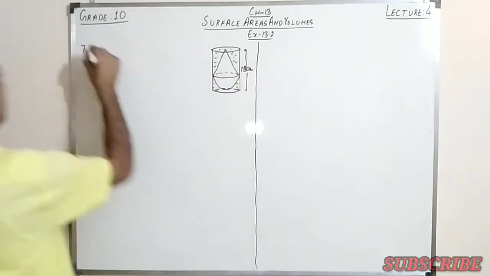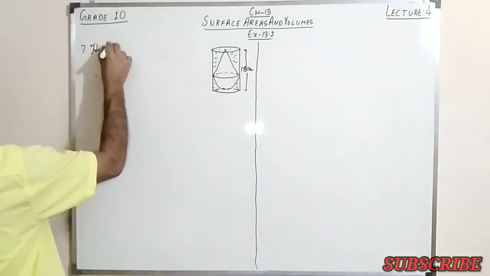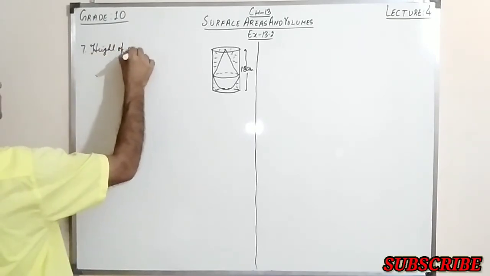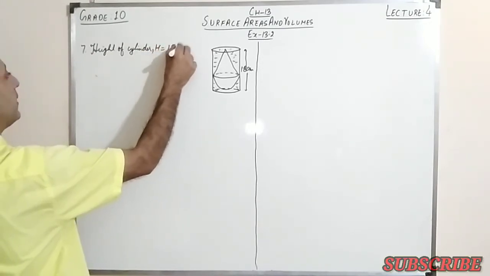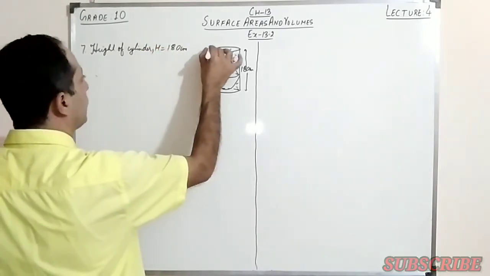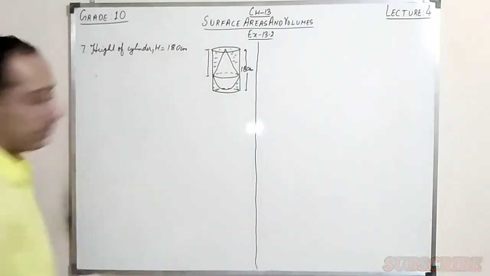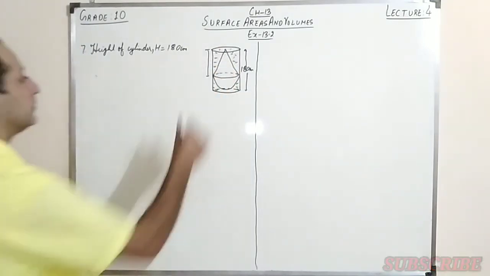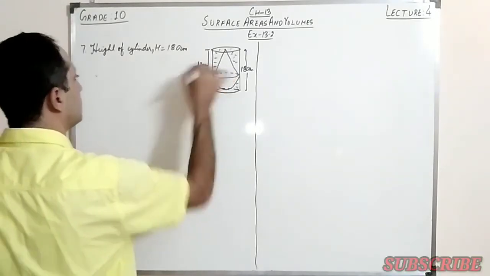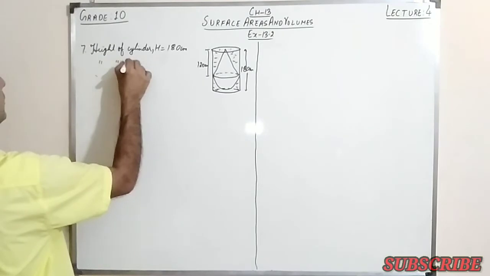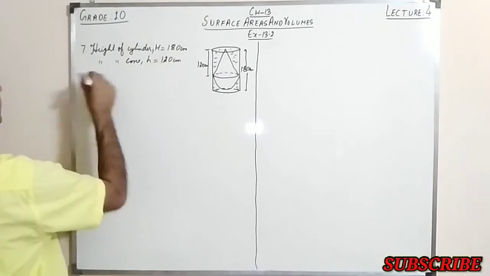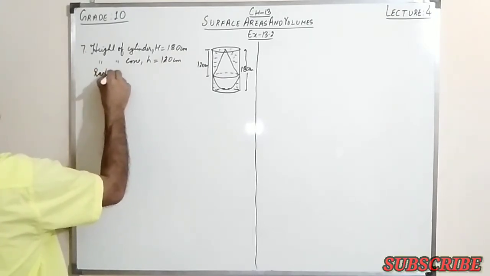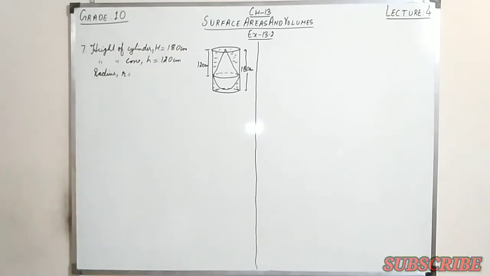So that is the height of the cylinder. So height of cylinder I take it as capital H. This is 180 centimeter. Then the height of the conical part, this is given as 120 centimeter. Height of cone, I take a small h. And the radius is common, so I write it once only. This radius is given as 60 centimeter.